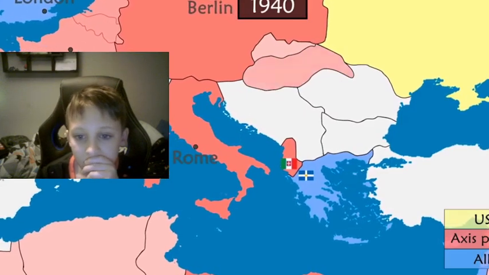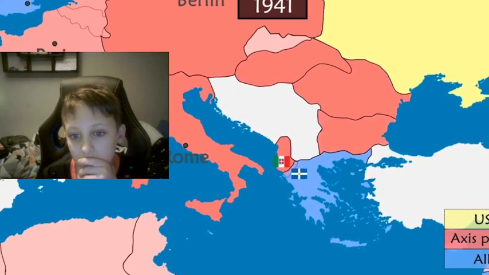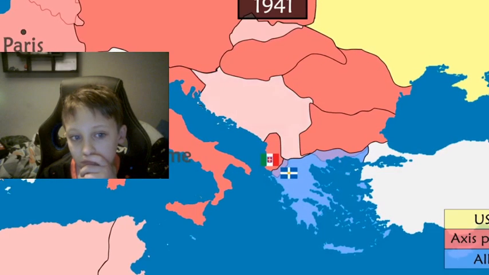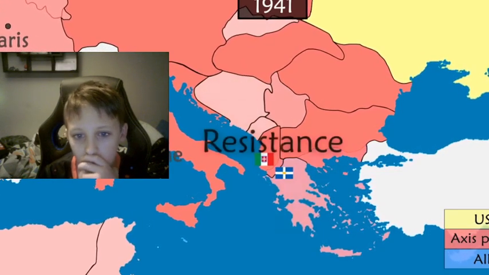After the accession of Hungary, Romania, and Bulgaria to the Axis forces, the German armies head south to invade Yugoslavia and Greece.